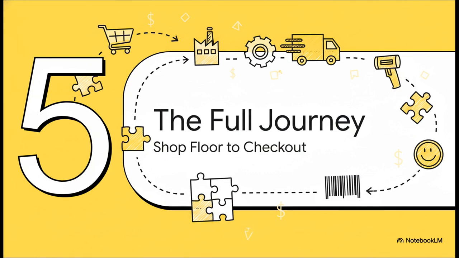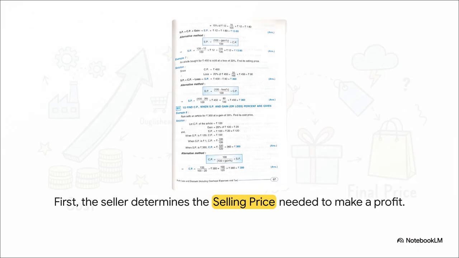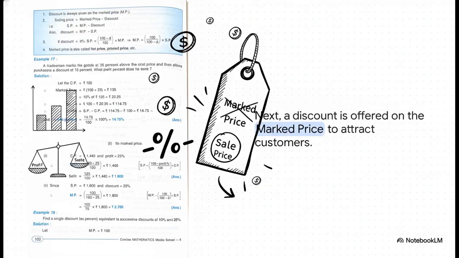So let's do a super quick recap and follow that product one last time, from start to finish. So, step 1. It all starts with the seller. They calculate their total cost, that's the purchase price, plus all those overheads. Then they set a selling price that's high enough to give them a nice profit. Step 2, the marketing kicks in. They put a much higher marked price on the tag.